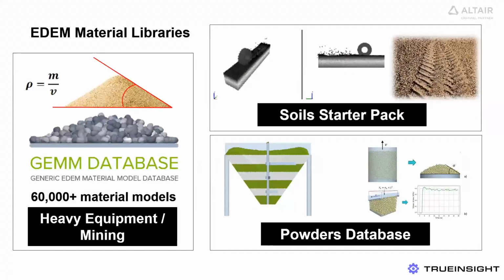Whether you're an experienced analyst or completely new to DEM, we understand that it is a challenge to define a virtual model that accurately represents your bulk material of interest. To address this challenge, we have created the generic EDEM material model, or GEM database for short. That database has over 60,000 material models that you search based on your materials, angle of repose, and bulk density. The GEM database will define all material model inputs so that you can be running your simulation in seconds.